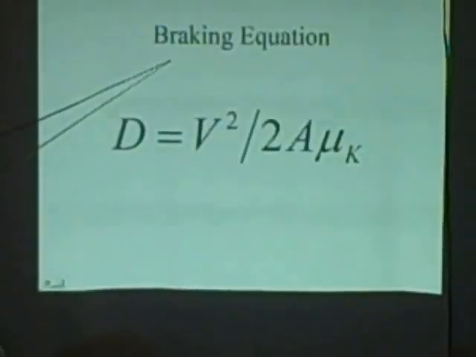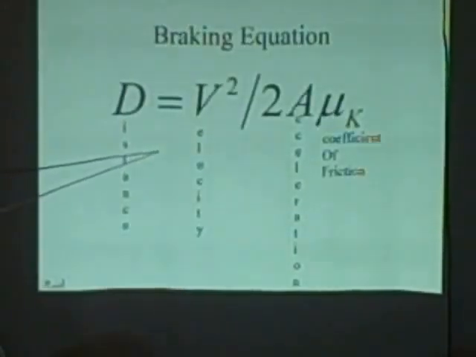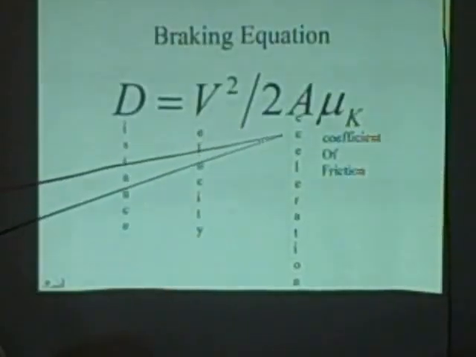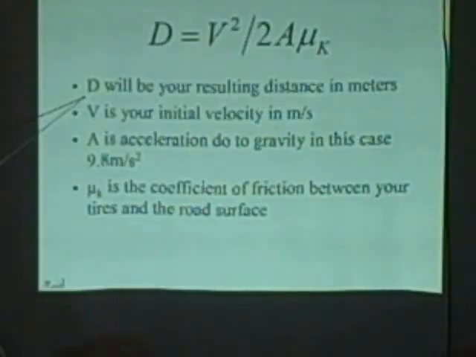This is the braking equation. Distance equals velocity squared divided by 2 acceleration mu k. D will be your resulting distance in meters. V is your initial velocity in meters per second. A is acceleration due to gravity, in this case 9.8 meters per second squared. Mu k is the coefficient of friction between your tires and the road surface.